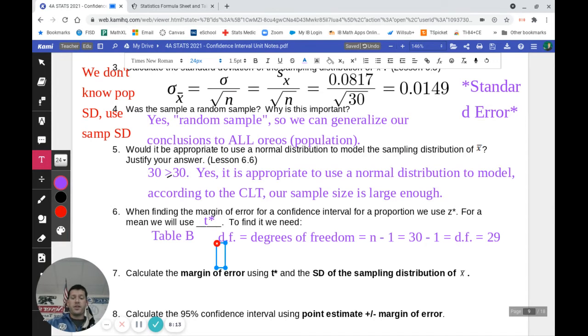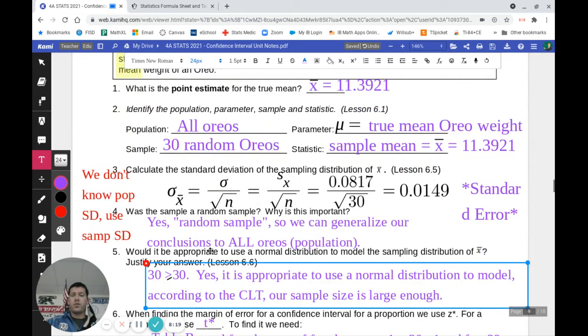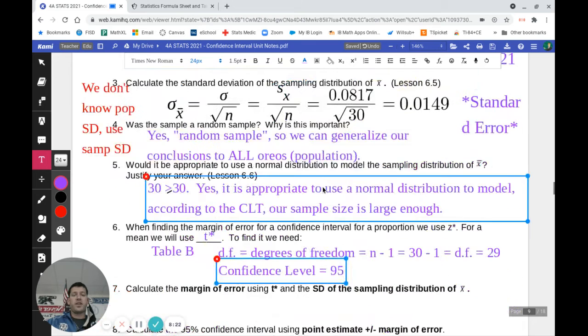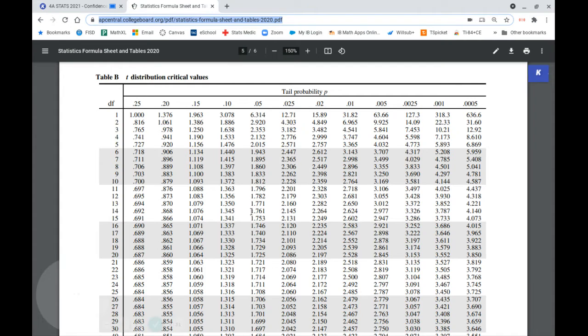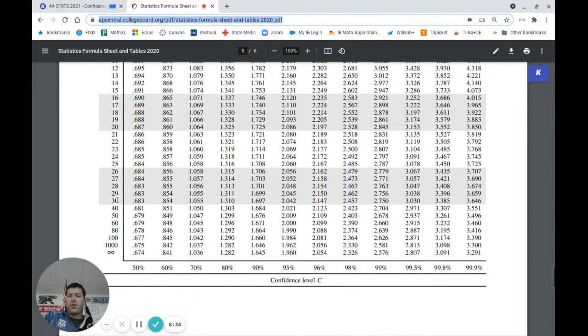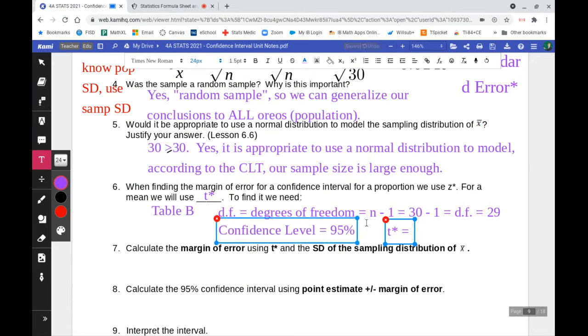And then the other thing that we need to know is our confidence level. And our confidence level, we were told in the very beginning here, is that we want a 95% confidence interval. So we want 95%. So using both of these ideas, we can find our critical t value by going to degrees of freedom. We're going to do 30, but we want to subtract 1 from our sample size, so it's 29. And then we want to match on the bottom 95%. So 95% on the bottom, degrees of freedom, that's n minus 1, sample size minus 1. So in this case, 30 minus 1 was 29. So our critical t value is going to be 2.045.